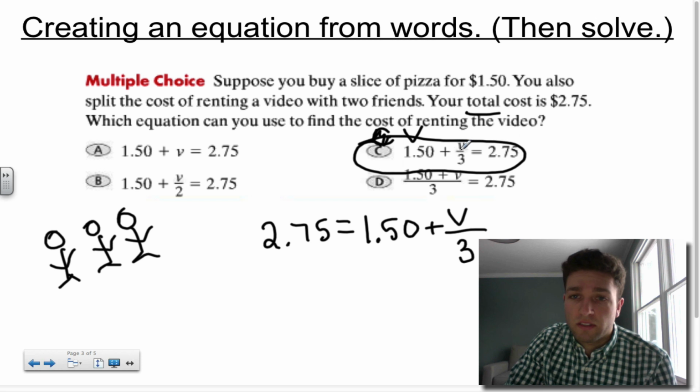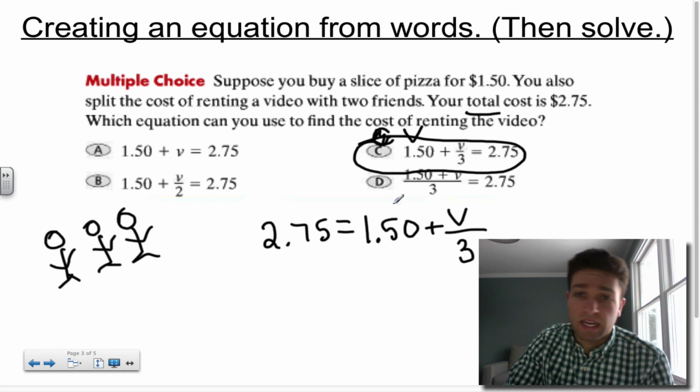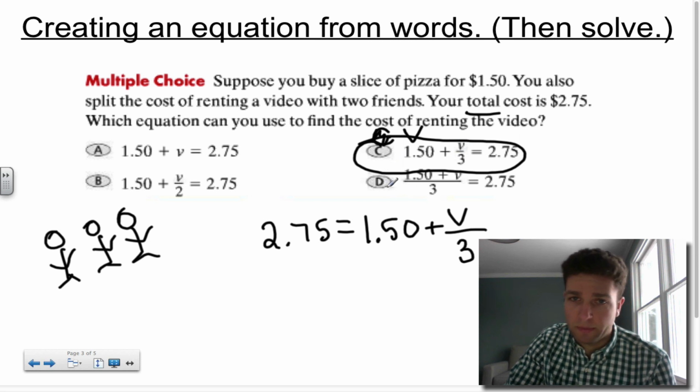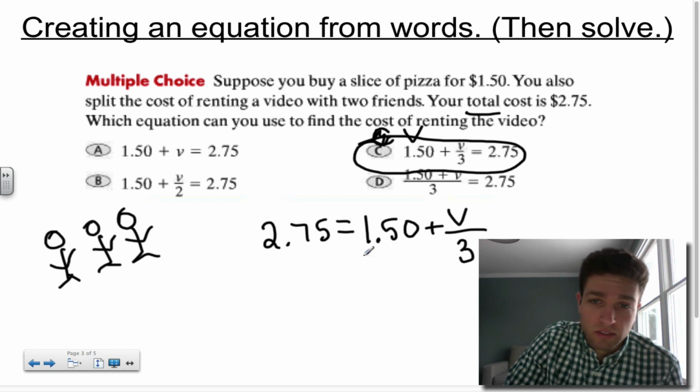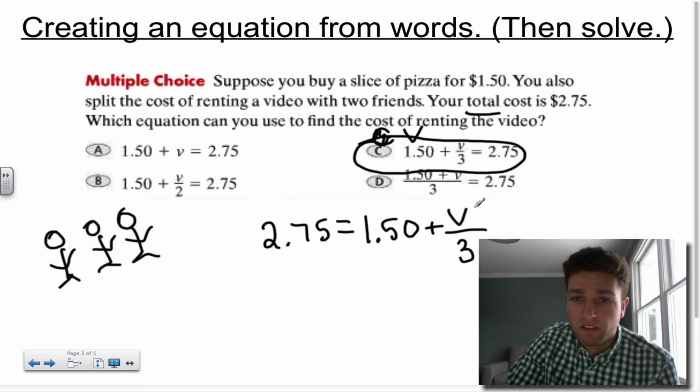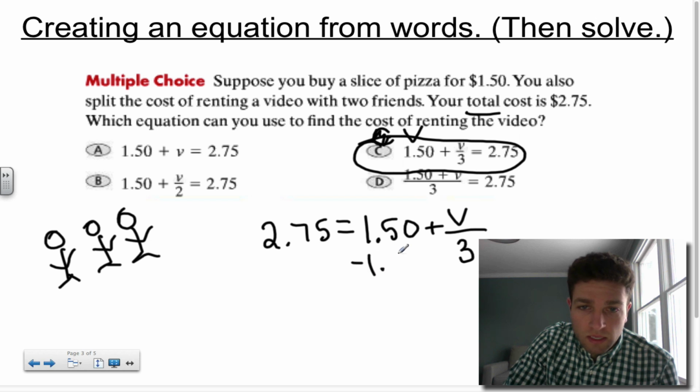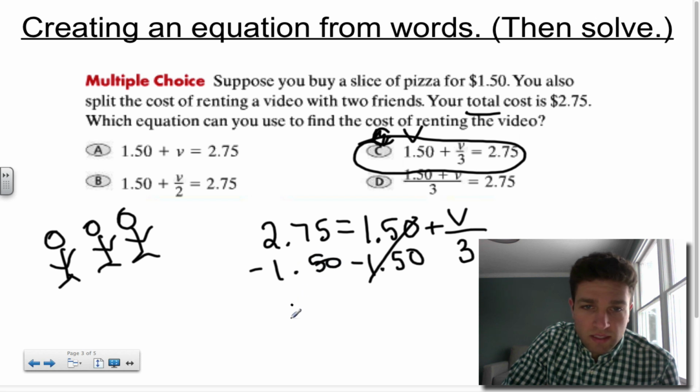C. So if you pause the video and tried to do this before I did, hopefully you came up with C as your choice. And we could even solve this equation to find out what the cost of the video was, and let's do that real quick. So I see that I've got 2 steps, and I'm going to undo the first step by subtracting $1.50 from both sides. That's going to leave me with $1.25 equals V over 3.